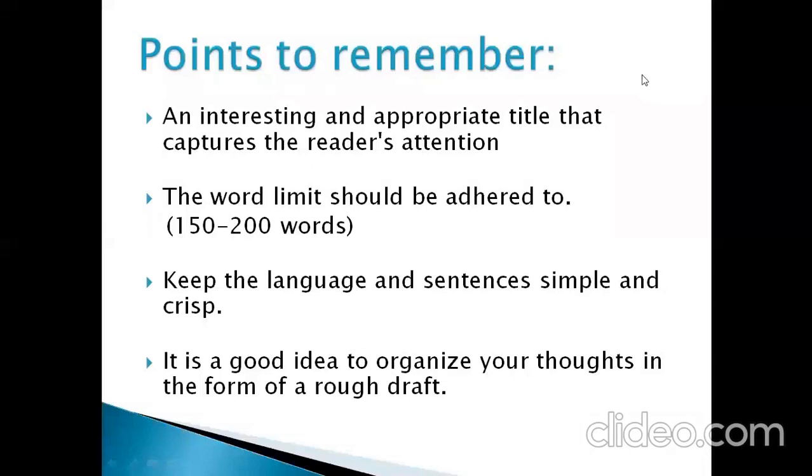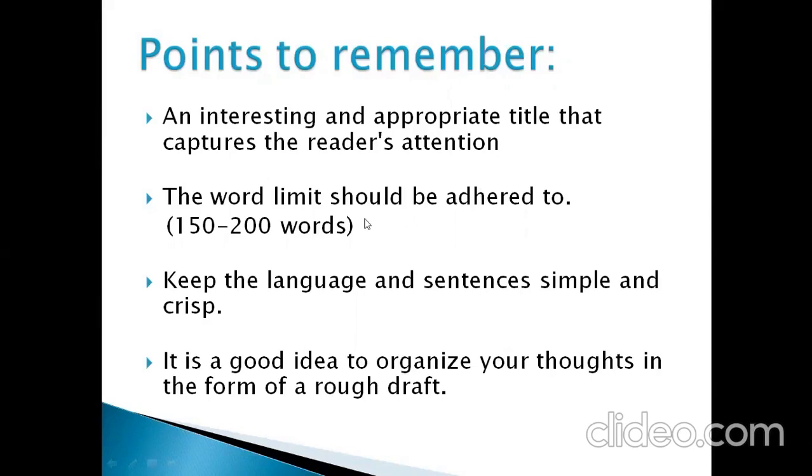Now here are some points to be remembered. First, an interesting and appropriate title that captures the reader's attention. The title of an essay should be interesting and appropriate. Here, appropriate means suitable. That means the title should be suitable enough for the essay. It should give a clear picture of what we are writing about. It should also be interesting and catchy to gain the reader's attention.